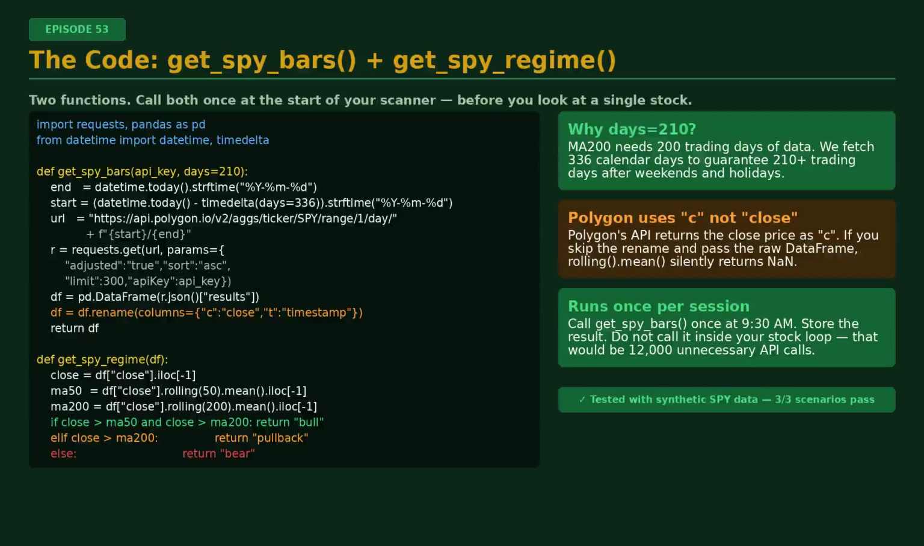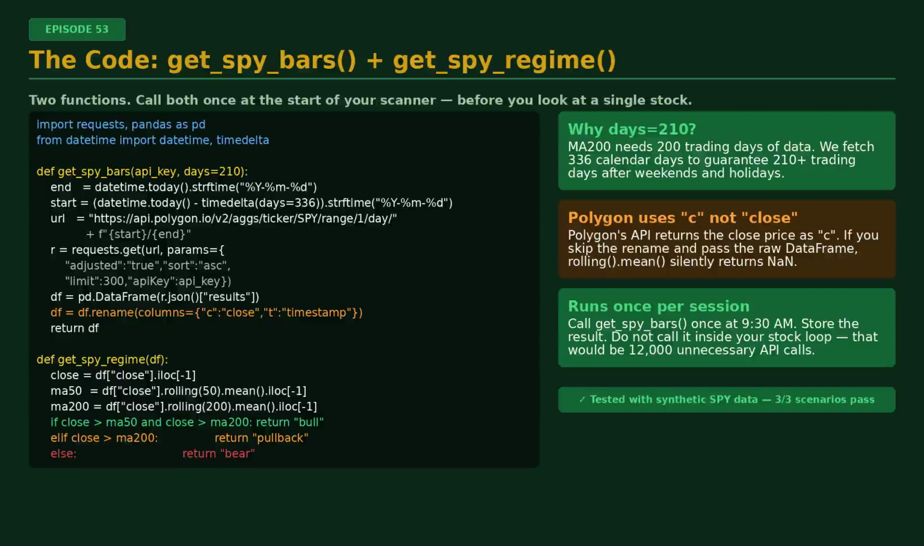There is one critical thing in get SPY bars that most people miss. Polygon's API does not return a column called close. It returns a column called C. If you pass the raw Polygon data directly into a rolling mean calculation, pandas will look for a column named close, not find it, and silently return NaN for every moving average. Your regime detection will break without any error message.